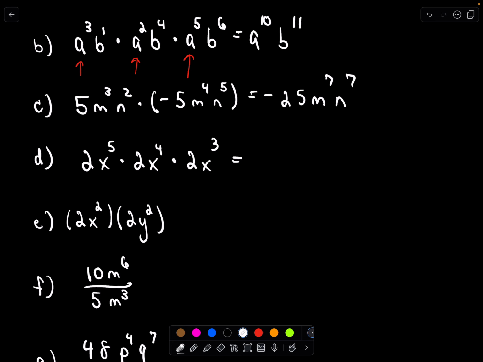Part D, okay, we've got some more factors. So 2 times 2 times 2, 2 times 2 is 4, times another 2 is 8.